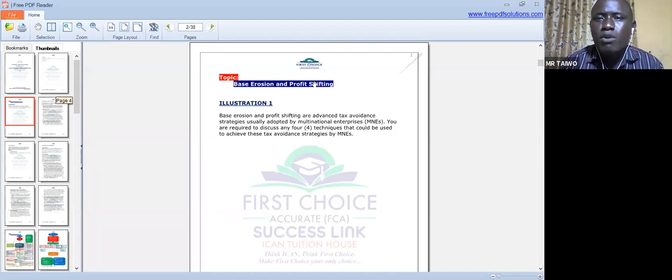Now, the second one is profit shifting. The profit shifting aspect of it is all about you wanting to move profit from one region to another region.